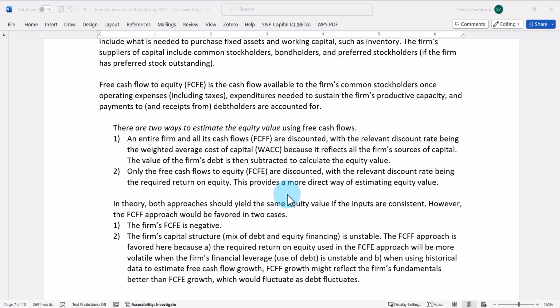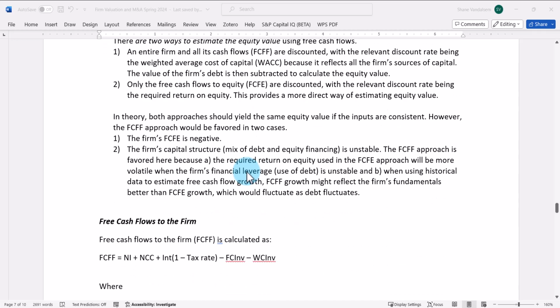The second case is where the firm's capital structure is unstable. If the company is taking on a lot of debt every year, or if they're paying off a lot of debt every year, that can cause the FCFE to not be accurate for the long term. And you'll see why when we get to the example of Coca Cola.